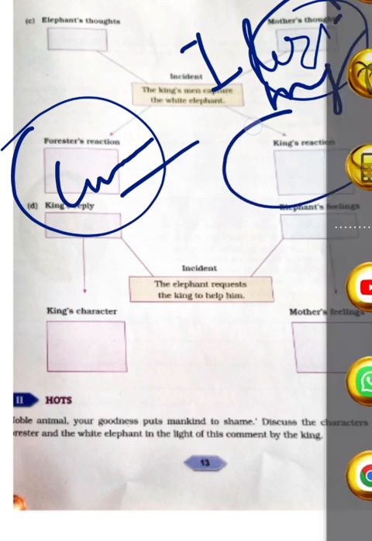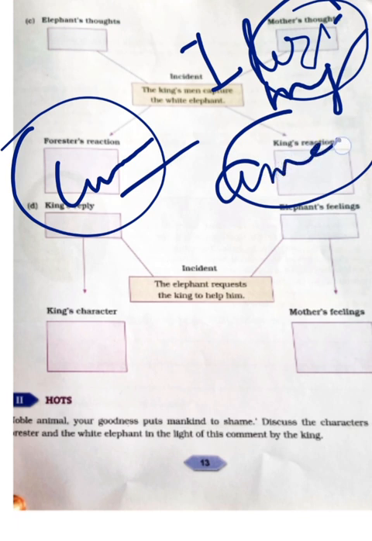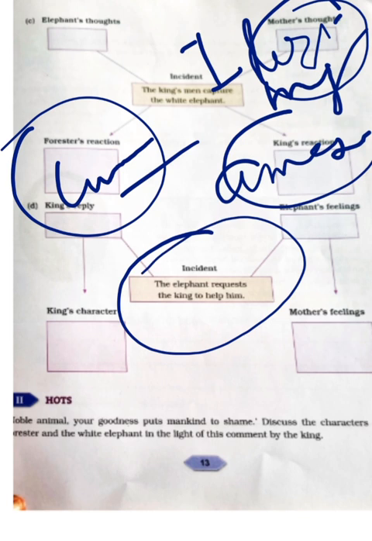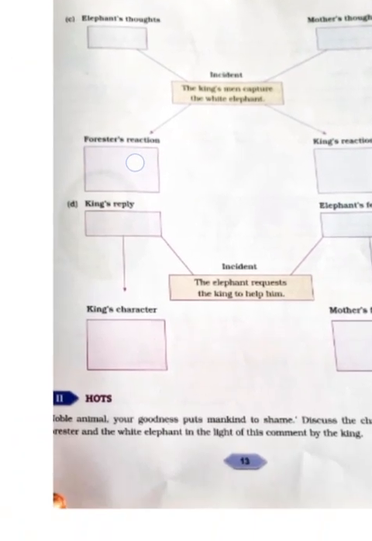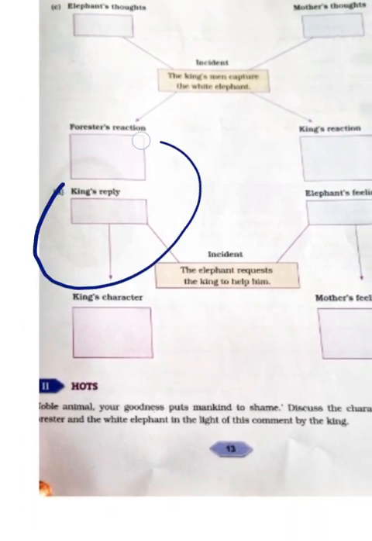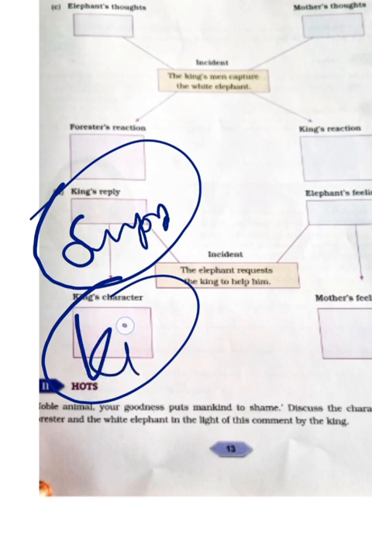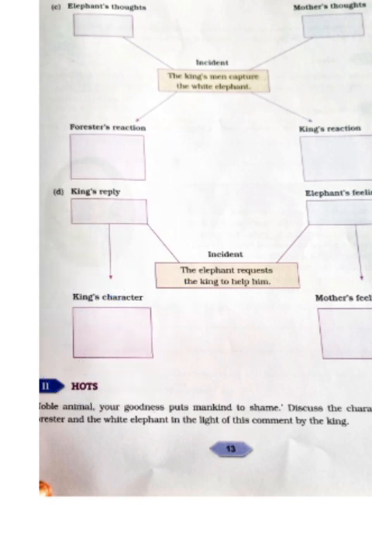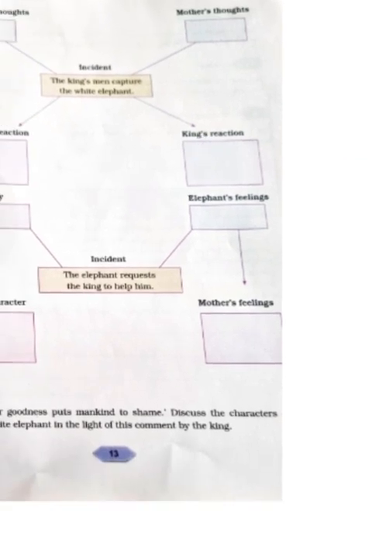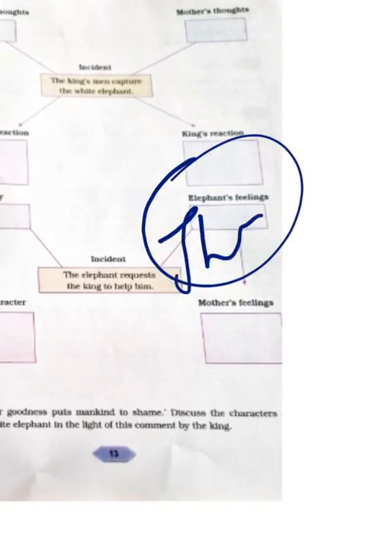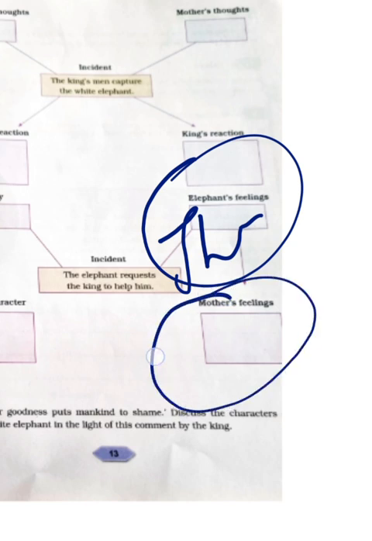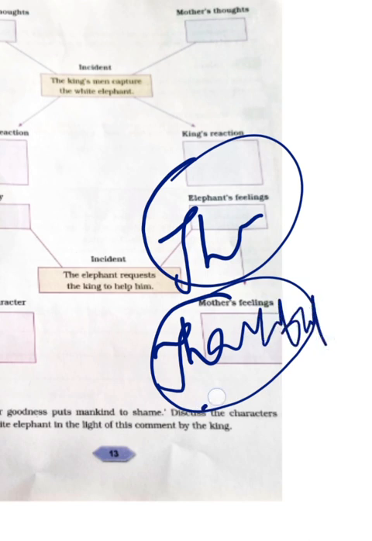Now, king's reaction: amazed. King is simply amazed. Another incident: the elephant requests the king to help him. Now, king's reply: he supports. King's character: kind. Elephant's feeling: thankful. And mother's feeling: again she is thankful and she is experienced as well.